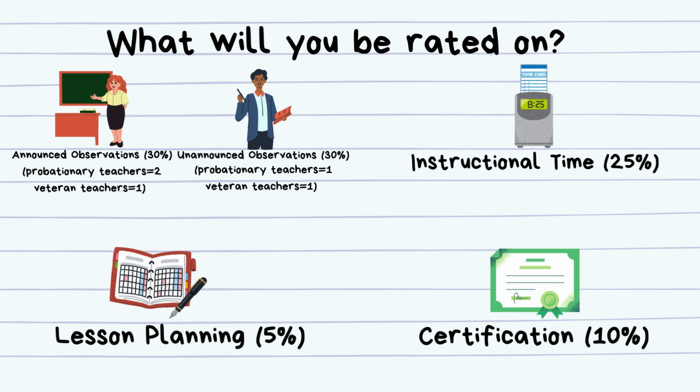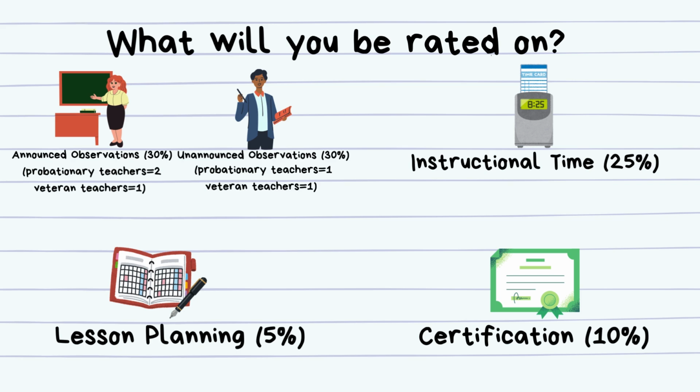For the announced observations, there will be a pre-observation meeting scheduling the observation. For the unannounced observations, evaluators may pop into the classroom at any time to observe. If you are a new teacher teaching 3 years or less, you are considered a probationary teacher. Probationary teachers will receive 2 announced observations and 1 unannounced observation. Veteran teachers who have been teaching more than 3 years will receive 1 announced observation and 1 unannounced observation.